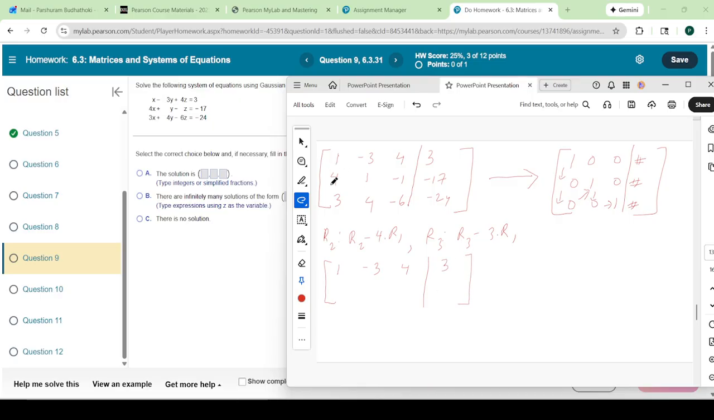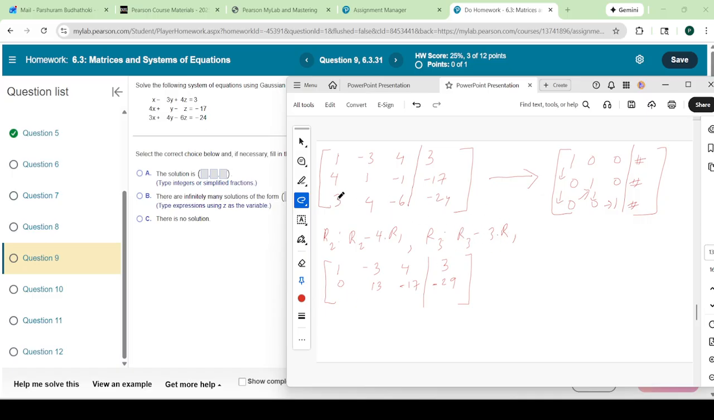Row 2, 4 minus 4 is 0. I have to do that individually. So 1 minus 4 times negative 3, which is negative 12. So 1 minus minus becomes plus. 1 plus 12 is 13. Negative 1 minus 16 is negative 17. Negative 17 minus 3 times 4, which is 12, that is negative 29. Yeah, that's the second row.